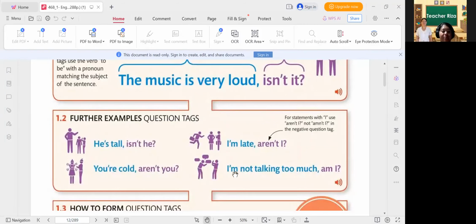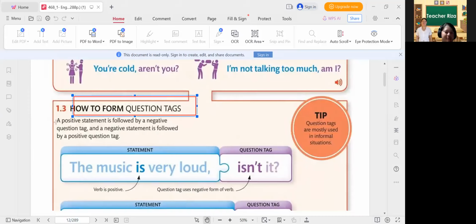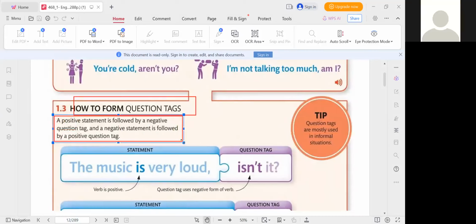Next one is 1.3. Please read what the topic is all about. How to form question tags. All right, very good. So please read this one. A positive statement is followed by a negative question and a negative statement is followed by a positive question. Okay, very good. So when we say question tags, a positive statement is followed by a negative question tag, and a negative statement is followed by a positive question tag.